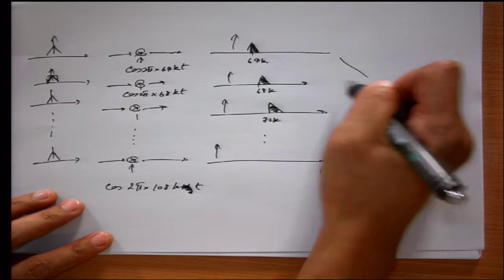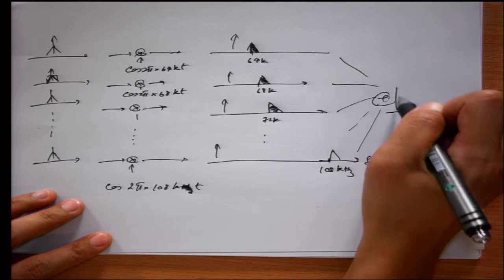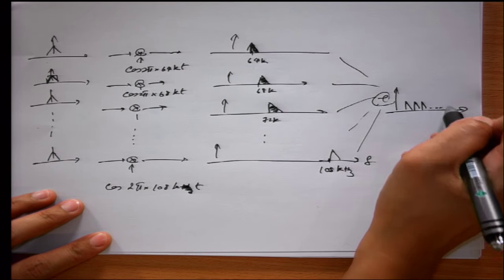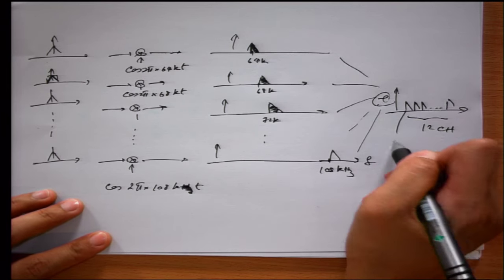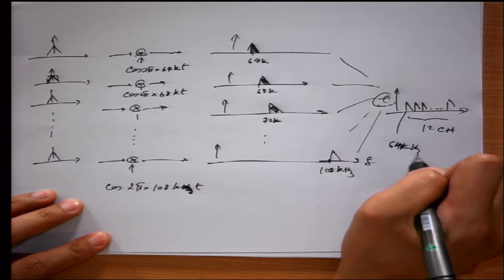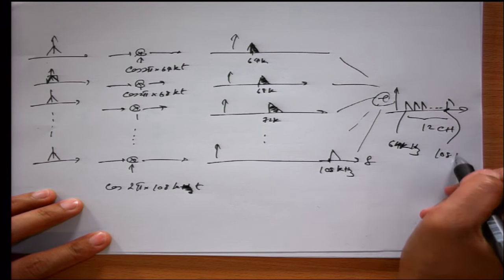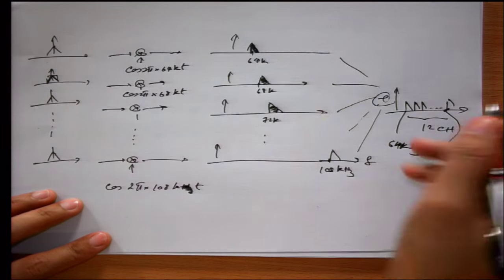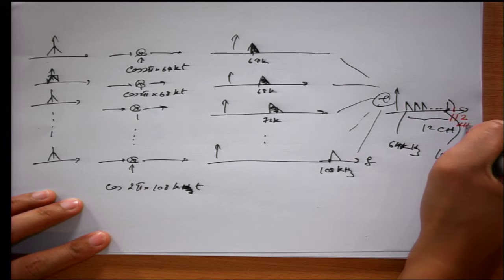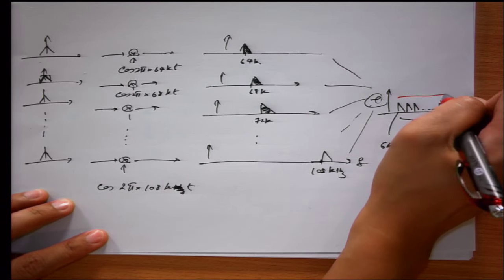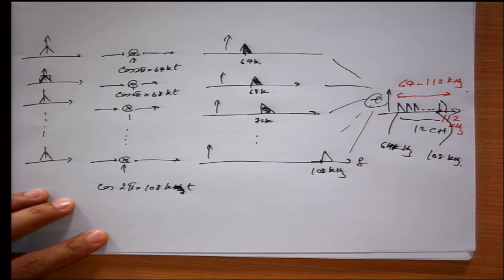Then you add them all together to get one signal that looks like this. The first carrier is 64 kilohertz. The last carrier is 108 kilohertz, so the end here has to be 112 kilohertz. So the total here is 64 to 112 kHz. This is the bandwidth.